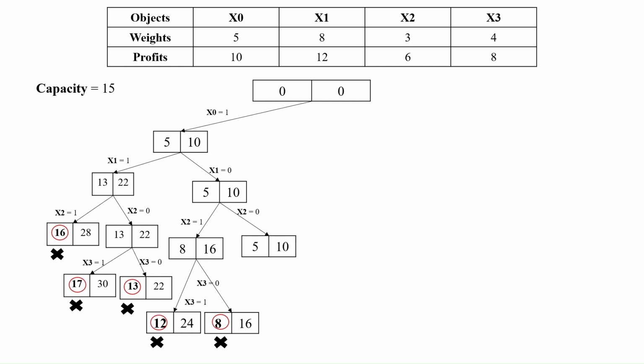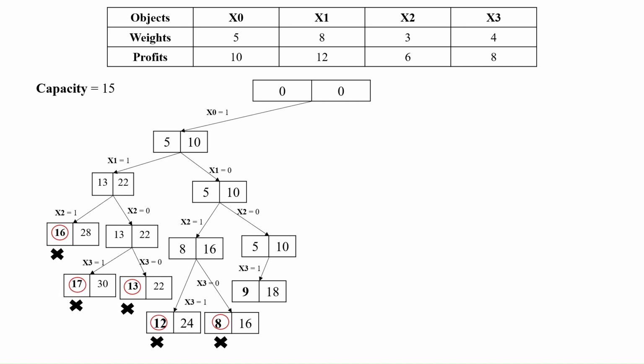Now let us move further by considering the x3 object. The x3 object has a weight of 4 kgs and a profit of 8. After adding this weight to its weight part and profit to its profit part, here it looks like this. Now we have to compare this weight with the maximum capacity. Here 9 is less than 15. That means there is a chance of moving to the next step.